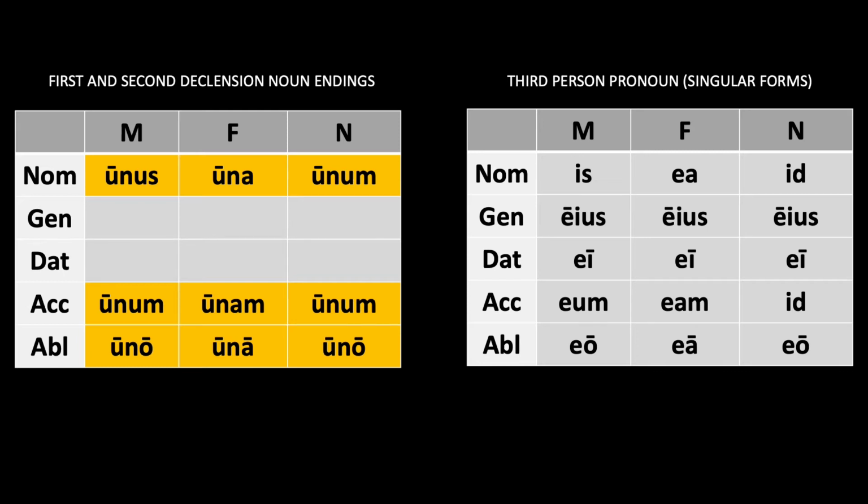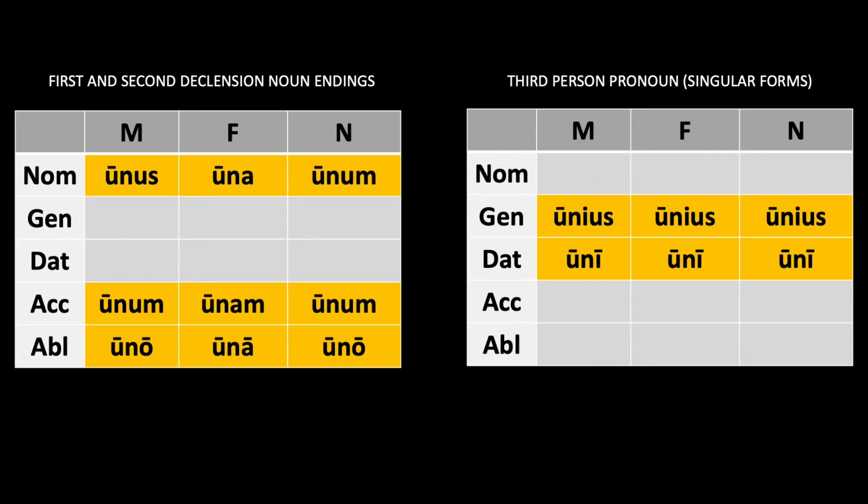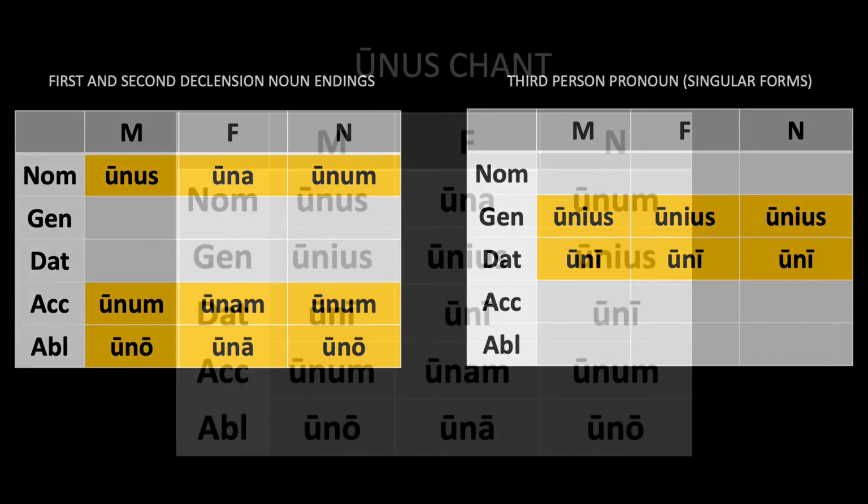For the genitive and dative cases, we're going to use the endings that come from is, ea, id. So eius, eius, eius, ei, ei, ei. And when we put those on unus, we end up with something like this. Unius, unius, unius, uni, uni, uni. So when we put these together, we get the full unus chant.